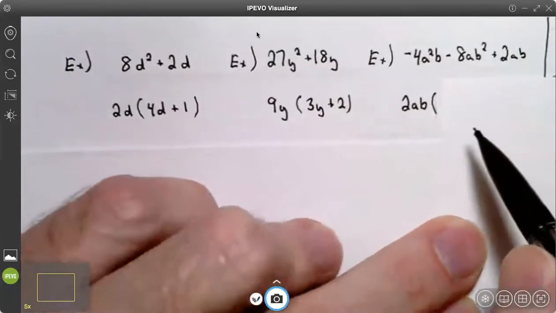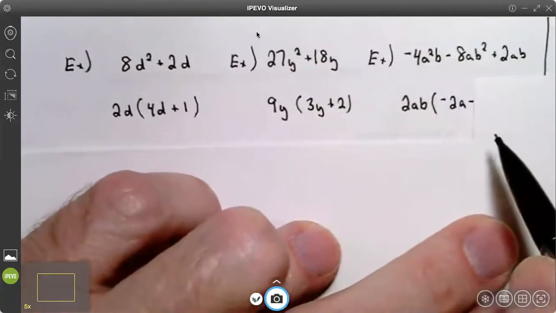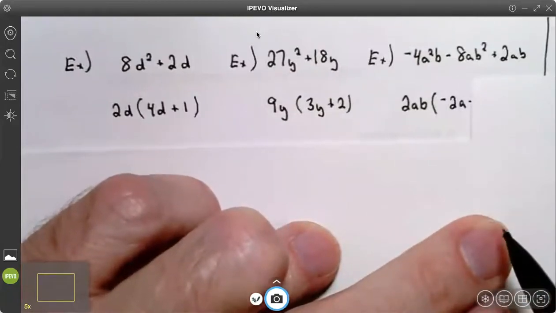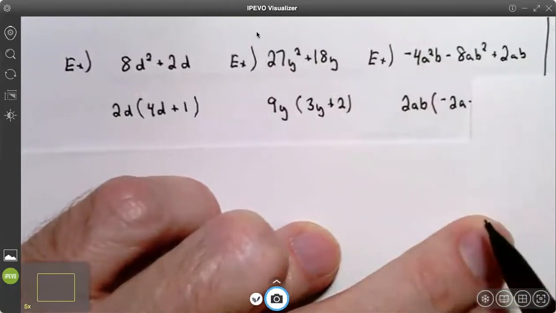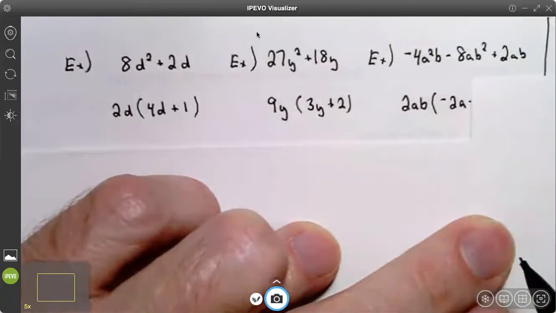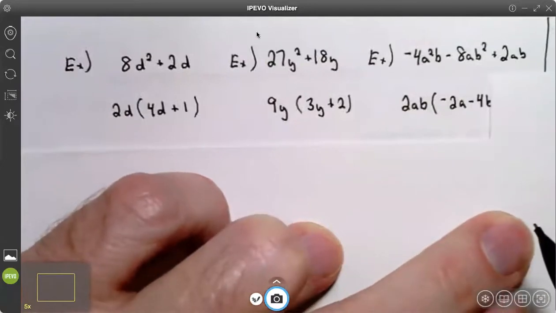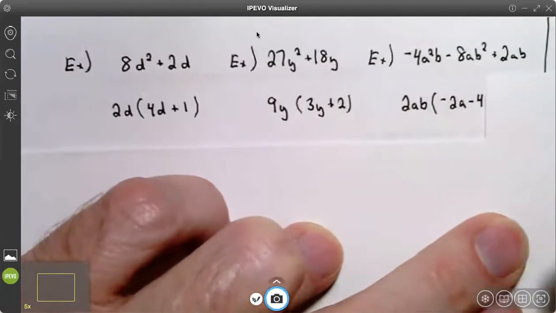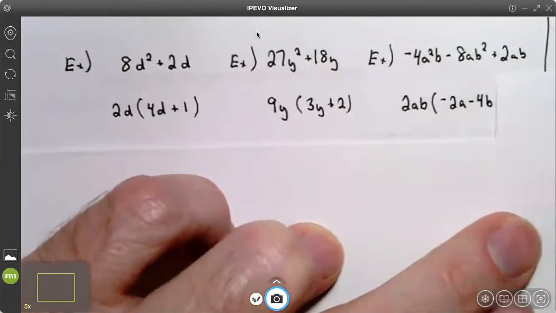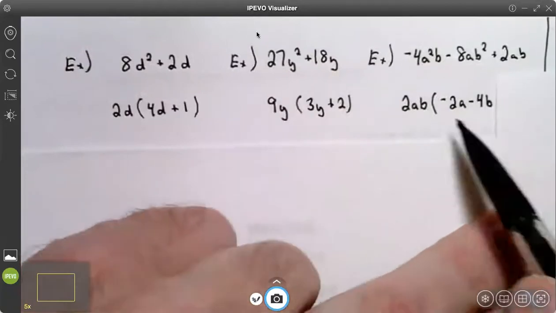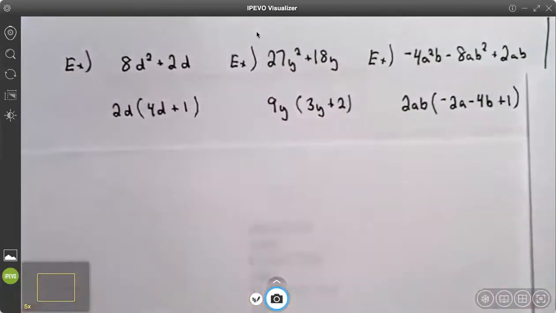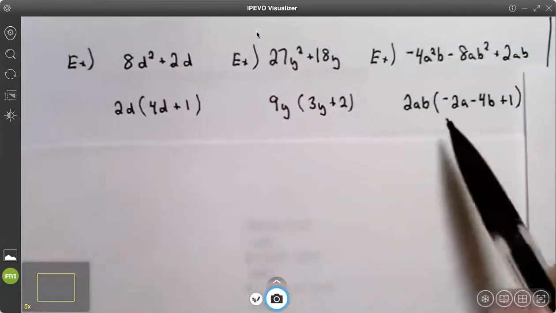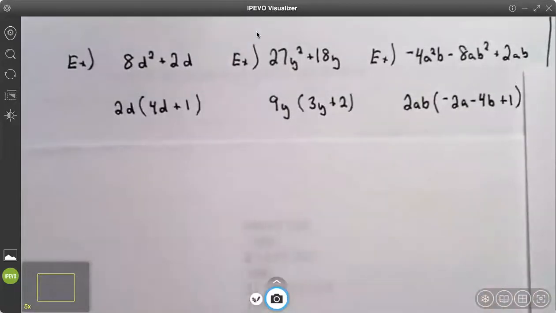That leaves me with negative 2a on the first term. 2 times negative 2 is negative 4. Took one of the 2 a's out, 1 left. Took the b out, none left. 2 times negative 4 is negative 8. I took the a out and one of the b's, so I'm left with 1 b. And I took the 2, the a, and the b out, so I'm left with an understood 1 in that third term. And again, you could distribute and end up with the question.